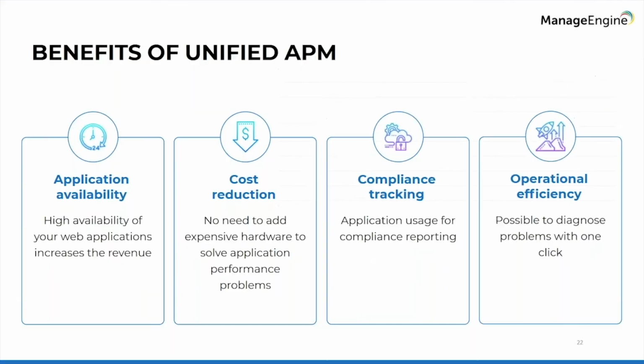So these are the benefits of using a unified APM. Application availability, that is high availability of your web application, which will help you to increase revenue. In fact, cost reduction. Since you are focusing on solving the problems themselves, there is no need to add expensive hardware to solve application related performance problems; rather you're focusing on fixing the issue itself. Compliance tracking. Since most of the users work remotely, it's important to make sure that application usage is tracked effectively.